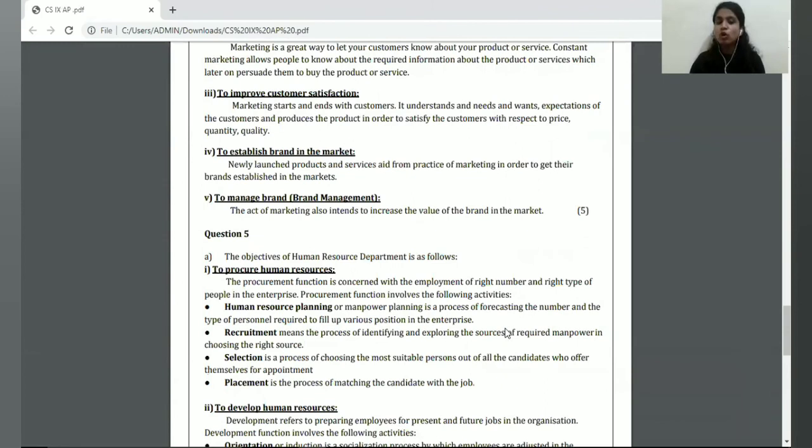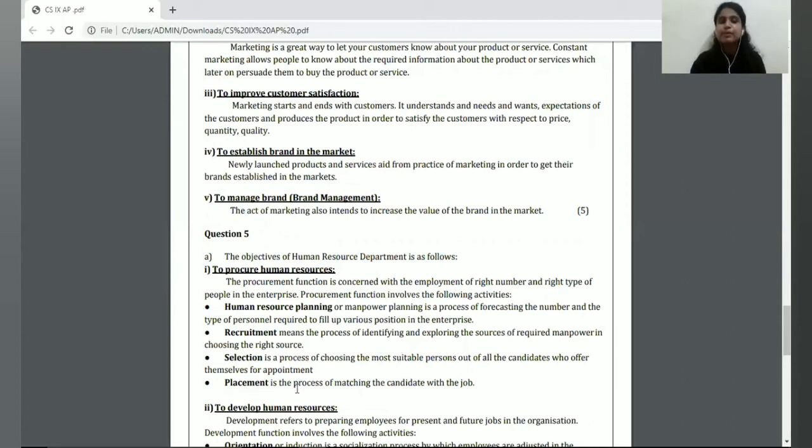So again, like always, you will write the question number, you will write the sub-question number, you will write the statement, the objectives of human resource department are as follows. Now students, there are 6 objectives. So what you can do is, you can write the sub-points under each of these main points.